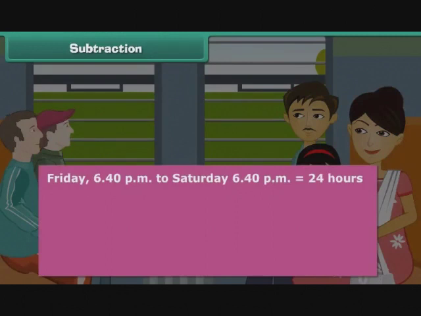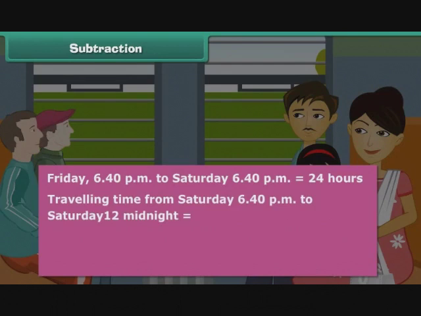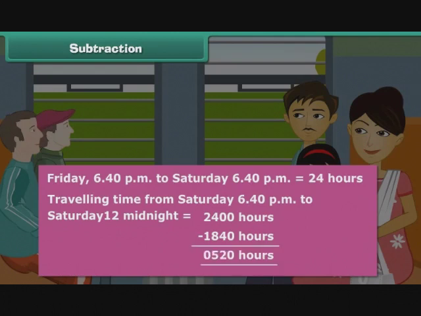Friday 6:40 p.m. to Saturday 6:40 p.m. is equal to 24 hours. Let us now use the 24-hour clock. Traveling time from Saturday 6:40 p.m. to Saturday 12 midnight is equal to 2400 hours minus 1840 hours, which is equal to 5 hours and 20 minutes.